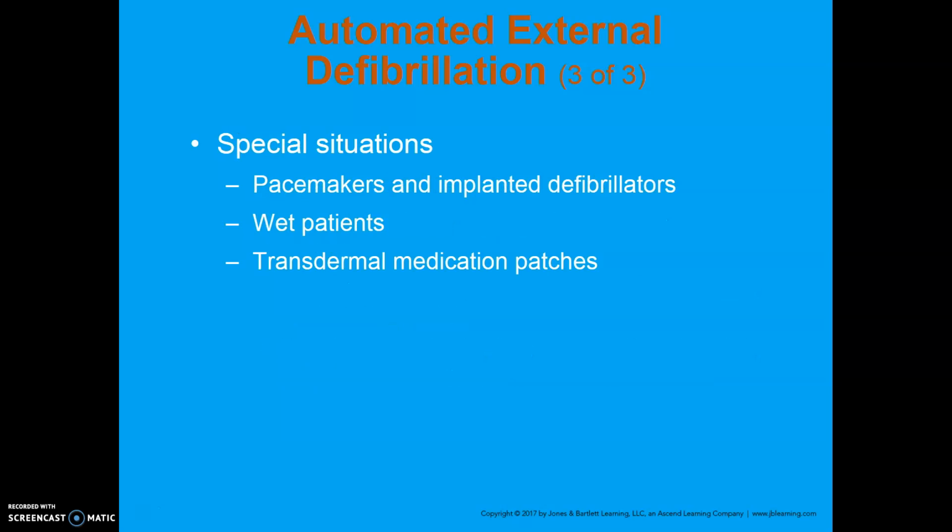Special situations. Pacemakers and implanted defibrillators: place the electrode at least 1 inch away from the device. So these are typically up on the shoulder region, right below the collarbone. It's smaller than a deck of cards. If you feel one of these implanted devices, just don't put the pad directly over top of it. Put it 1 inch away.